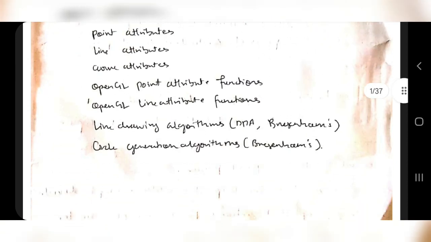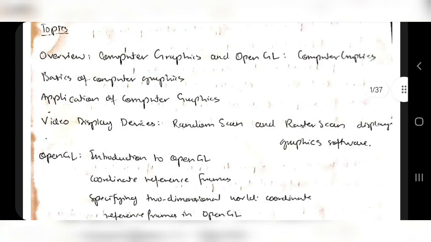And after that, we have the two main algorithms, which are the line drawing algorithm and circle drawing algorithm, like DDA and Bresenham's, and in Bresenham's we have the circle generation as well. We'll be discussing each of these, and it has the algorithm as well as the numerical. So we'll be discussing these topics in the first module.